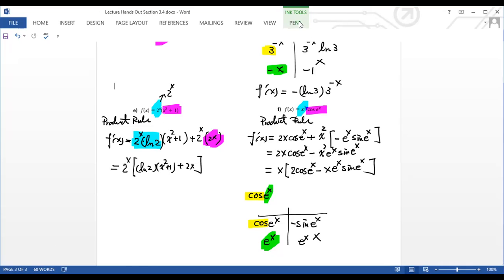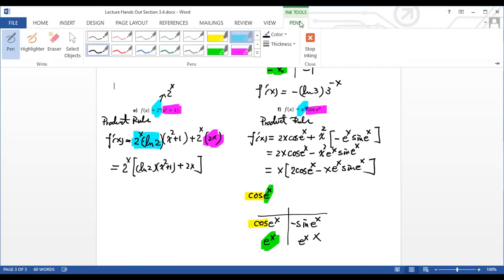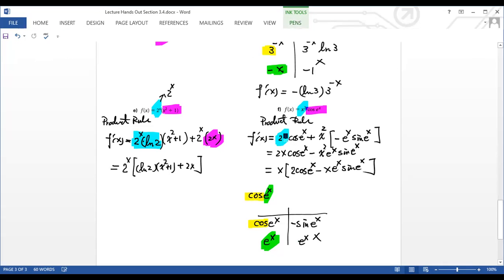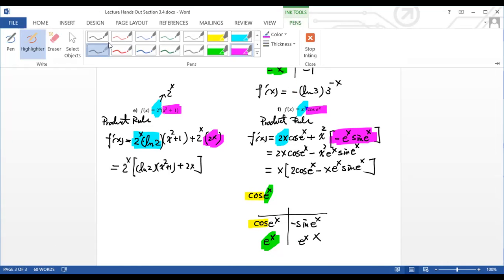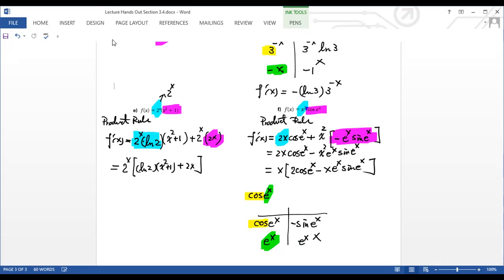Okay, so if you want to color code a little bit to help you understand the product rule, the 2x is the derivative corresponding to the blue one. And then in here, this is the derivative corresponding to the purple one. That's how you use the product rule. Okay, so that's it for this video. It's a very short one.